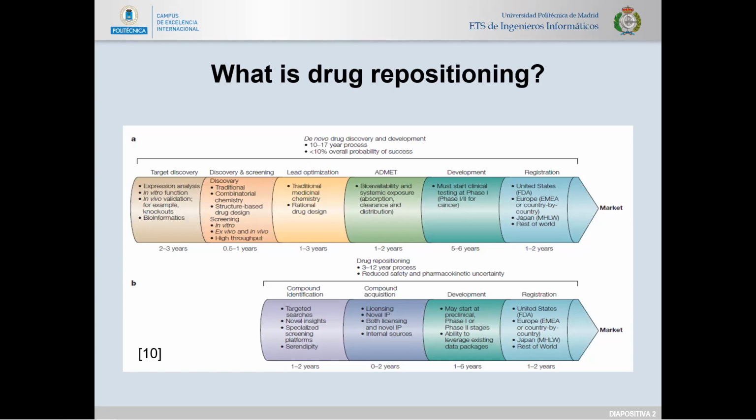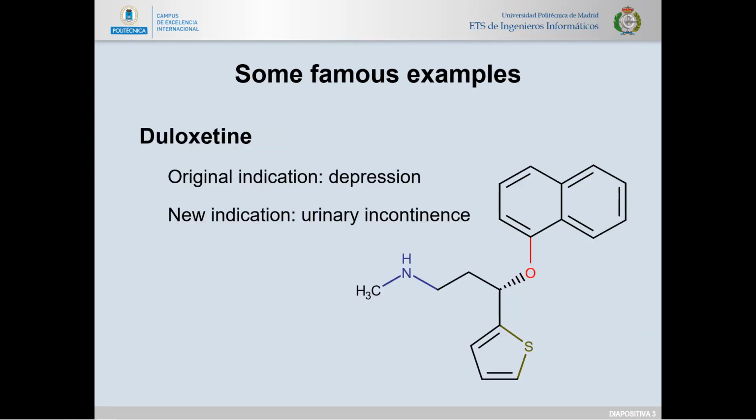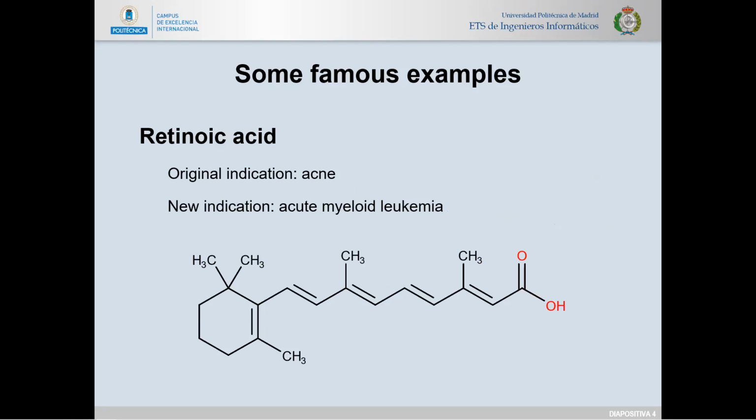Drug repositioning is not something that researchers developed two days ago. It's something that came about by chance, because scientists discovered that some drugs were useful for other uses that were not the primary uses they thought of. Some of the first and most famous cases are, for example, duloxetine, that was originally indicated for depression, but then was shown to be also good to treat urinary incontinence. Also, retinoic acid was first used for acne, and after that it was also demonstrated that it was useful for leukemia, that cancer.